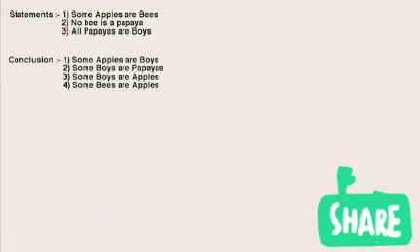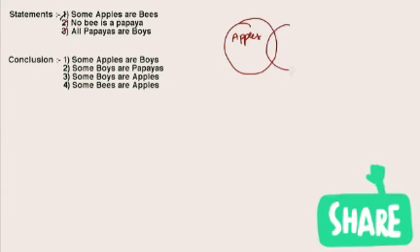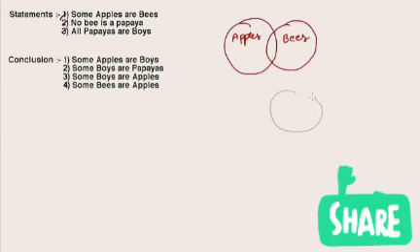Okay, let's do one more question. There are three statements and four conclusions. So first of all, some apples are bees, no bee is a papaya, and all papayas are boys. So let's draw the diagram for each of the statements. So some apples are bees. These are for apples. Some of the apples are bees. Then no bee is a papaya. Here goes the papaya. Papaya can be here or the papaya can be here. The papaya circle can be anywhere except this bee circle.